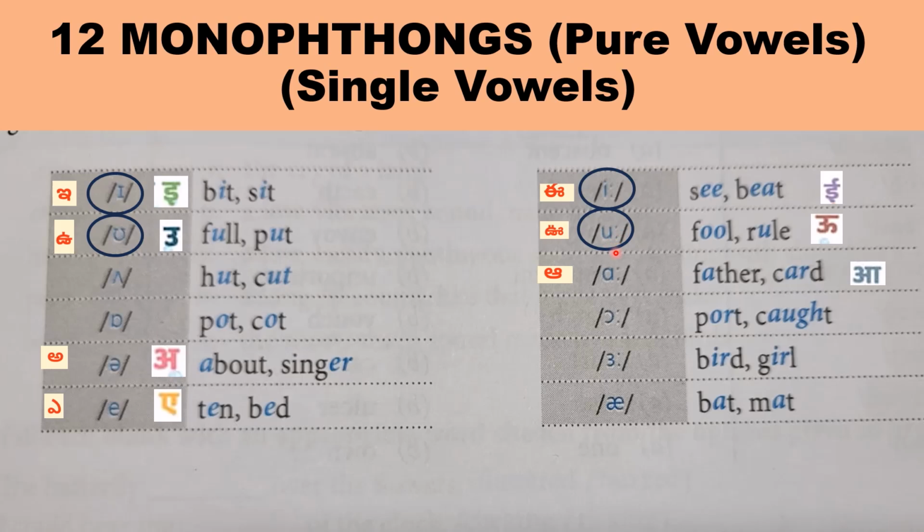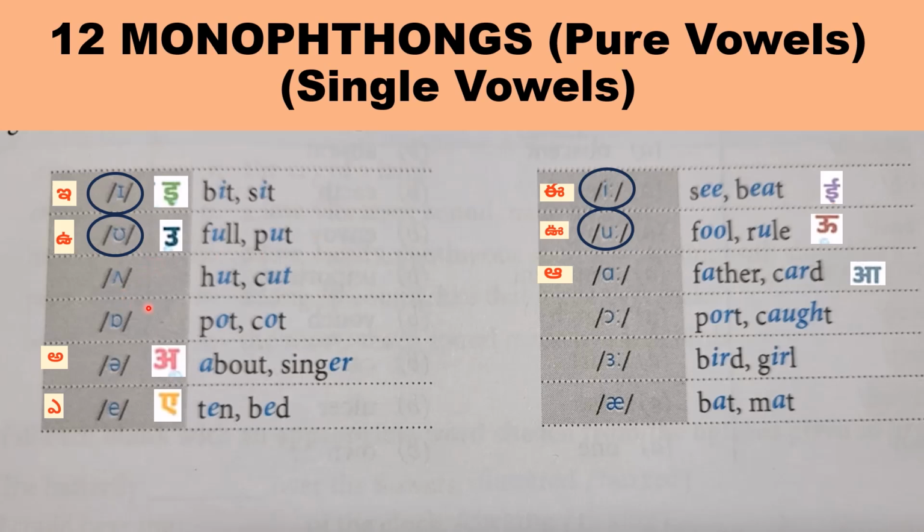U, there are two long dots, students. So fool, rule. Look at the spelling. Double O also is giving a longer oo sound. U also is giving a longer sound, students. So the Telugu and the Hindi letters I have given here so that you will remember them.